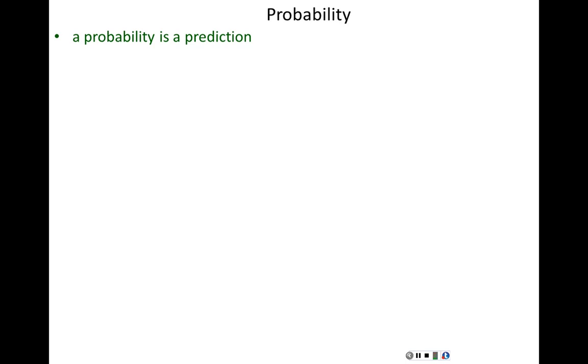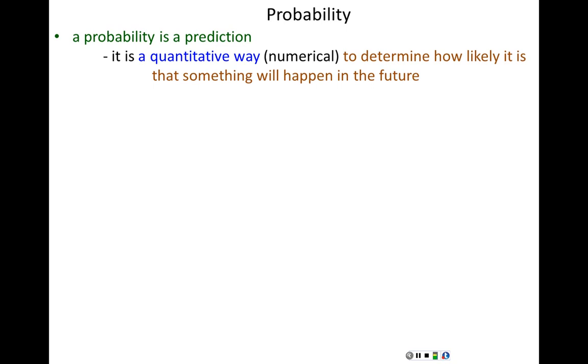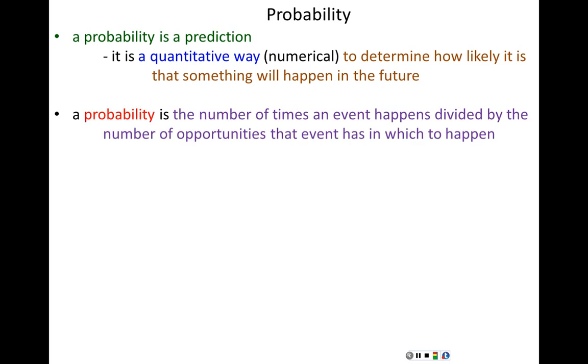So, in its most basic sense, a probability is simply a prediction. It's a mathematical, quantitative prediction. Probability is a quantitative way, meaning it uses hard and calculatable numbers, to determine how likely it is that something's going to happen in the future. That is the prediction. So, as its mathematical definition, a probability is the number of times an event happens divided by the number of opportunities that event has in which to happen. Pretty confusing definition. A real-world example makes much more sense. You flip a coin.